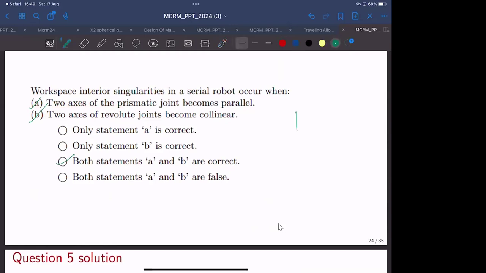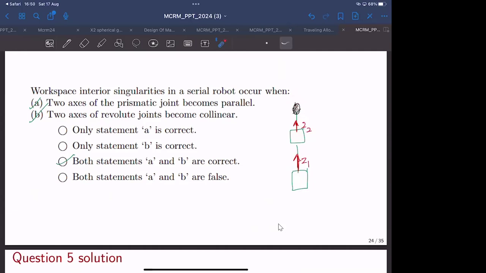For example, if you have two revolute joints aligned like this, I'll call this Z1 and this Z2, and consider this point to be the output. Right? So if you actuate this, or if you actuate this, you are going to get the same output over here. It does not matter. Rotate Z2 by 45 degrees, or rotate Z1 by 45 degrees. Either way, you will get the same rotation of this final output point.